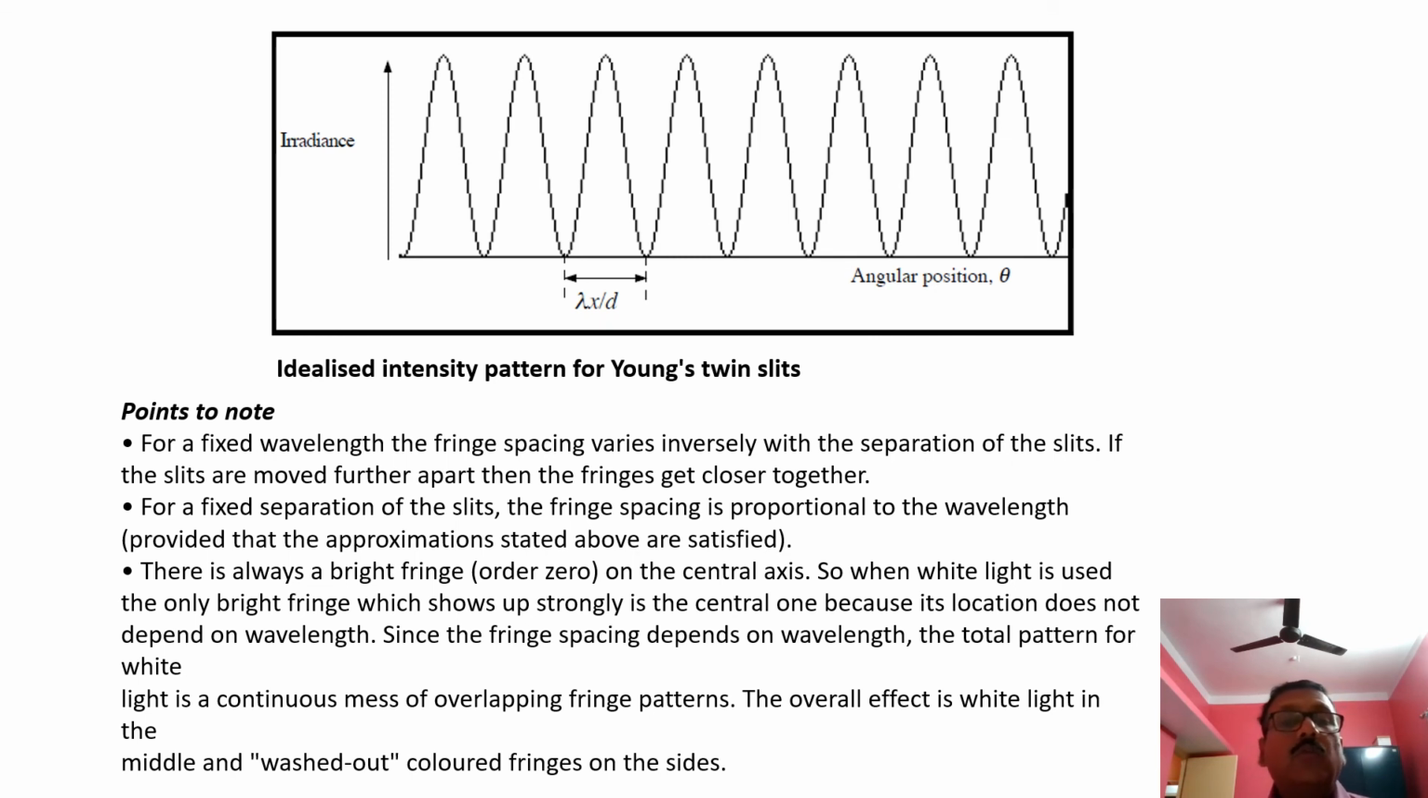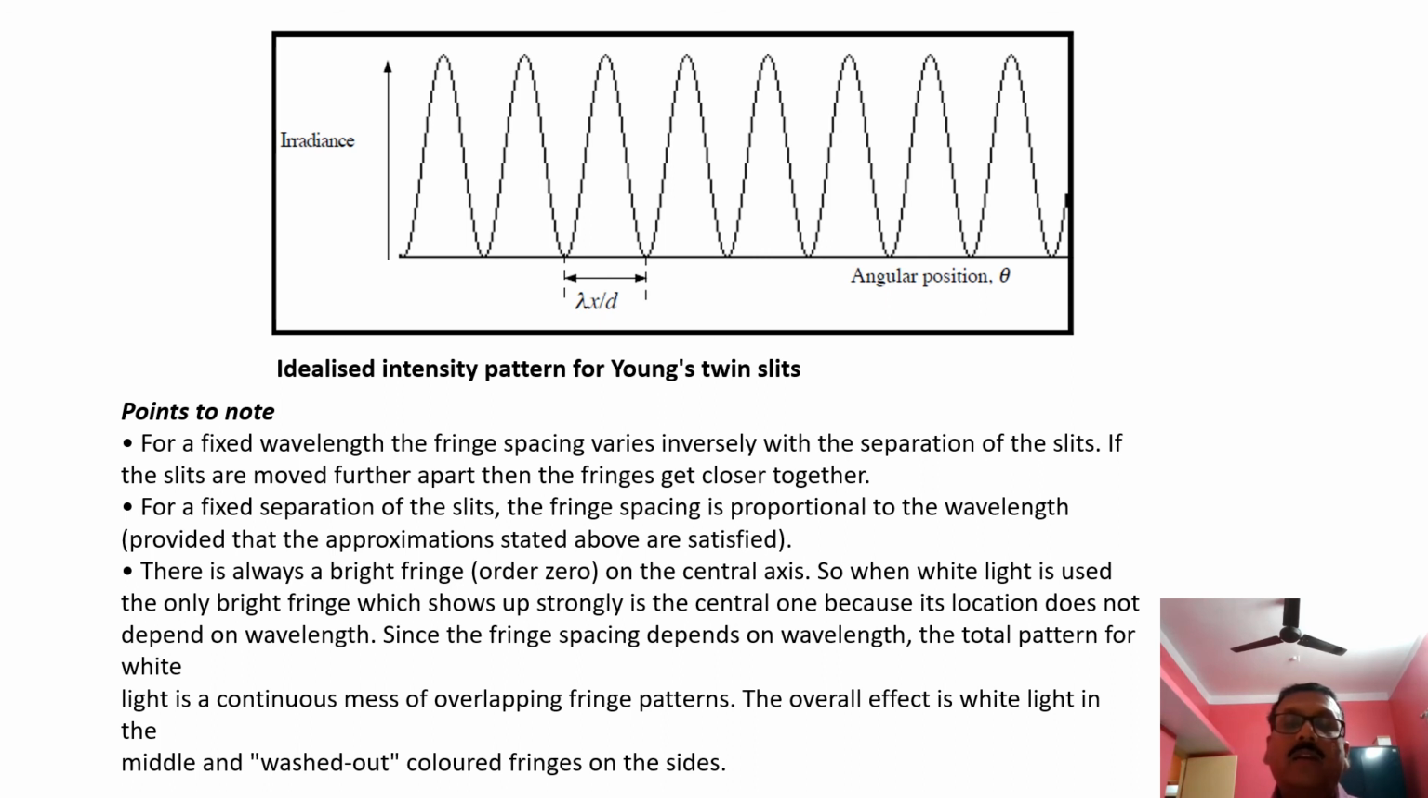The important points to be noted is that for a fixed wavelength, the fringe spacing varies inversely with the separation of the slits. If the slits are moved further apart, then the fringes get closer together. For a fixed separation of the slits, the fringe spacing is proportional to the wavelength. There is always a bright fringe on the central axis.